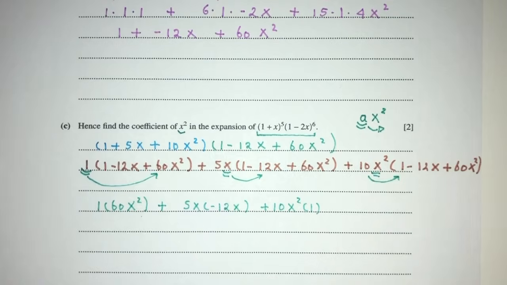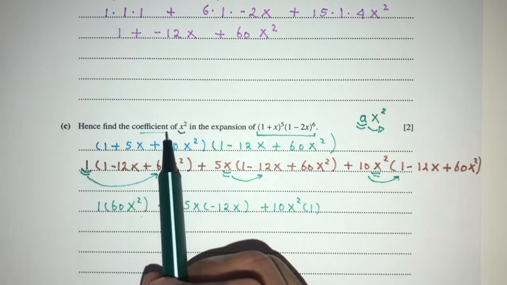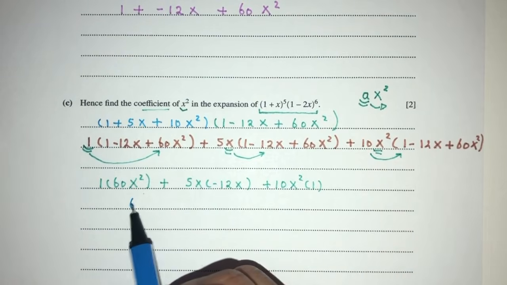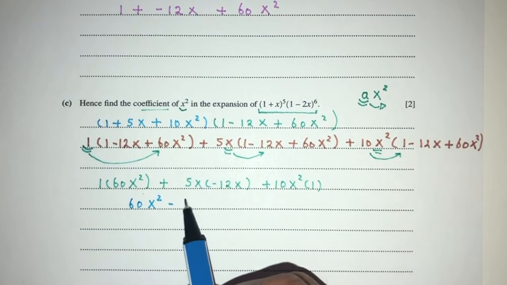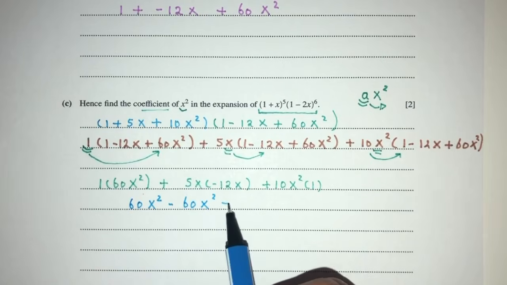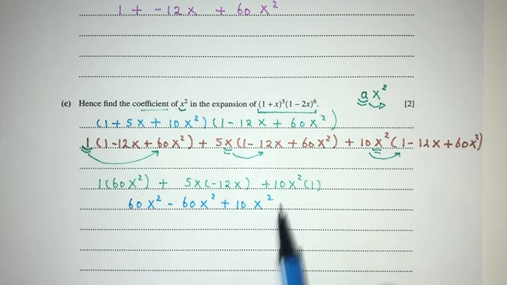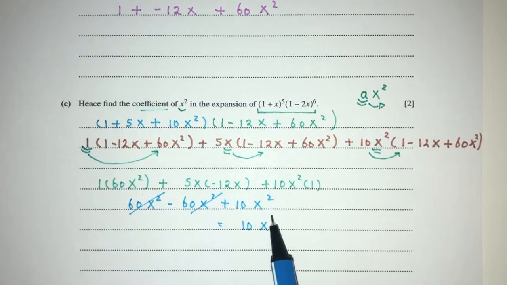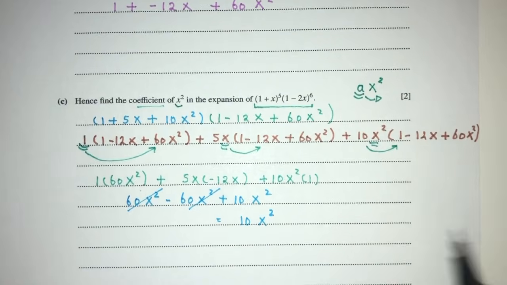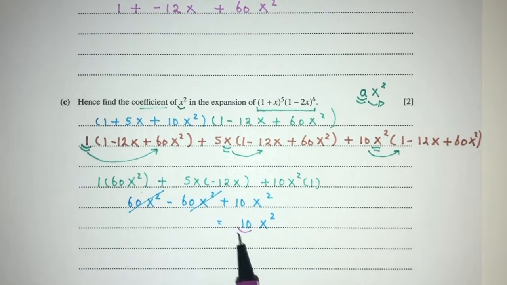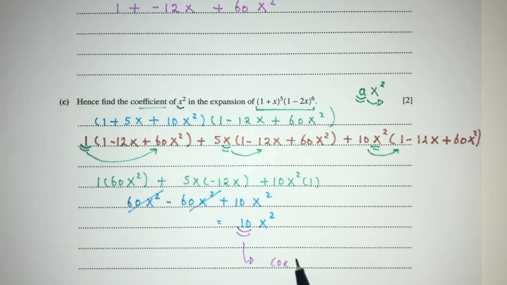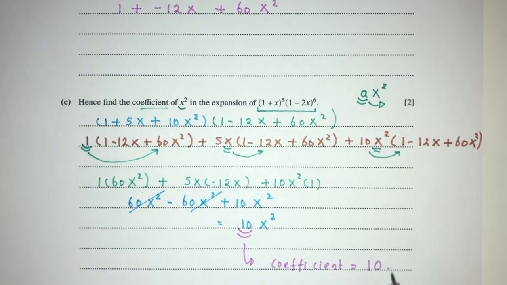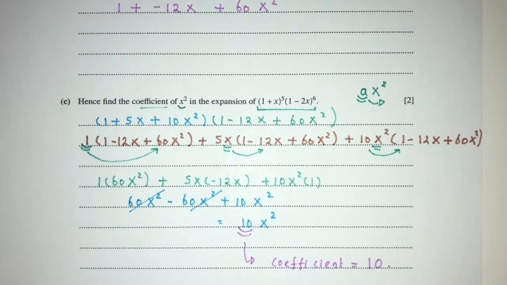So we don't need that because we only care about the coefficient of x squared according to the question. Now simplify, that will be 60x squared minus 60x squared plus 10x squared. So these two will cancel out, and this will be 10x squared. But your answer is only the coefficient, the value in front of x squared. So the coefficient is equal to the value of 10. And that is your question number 1.